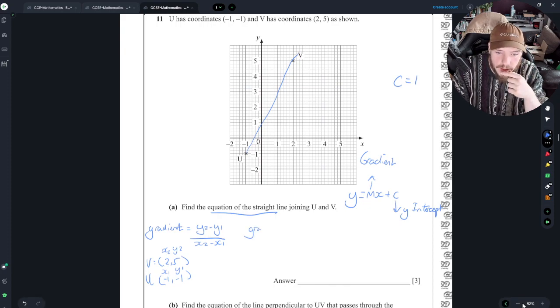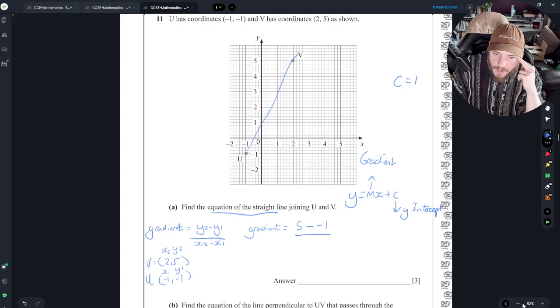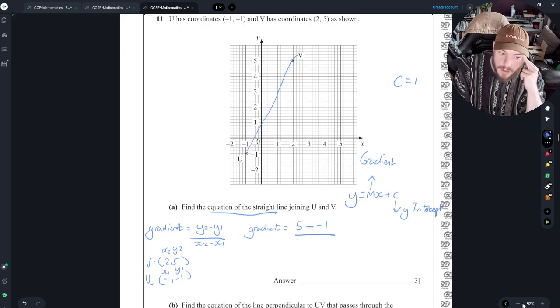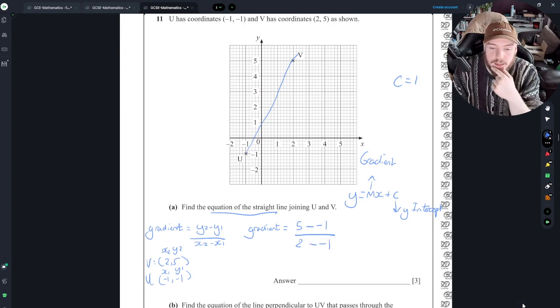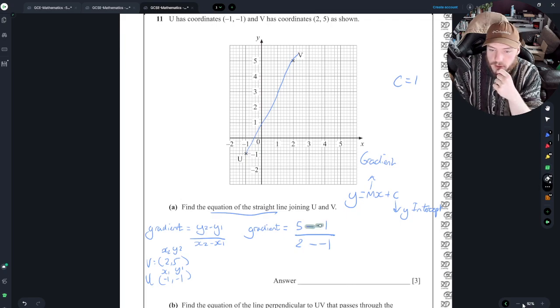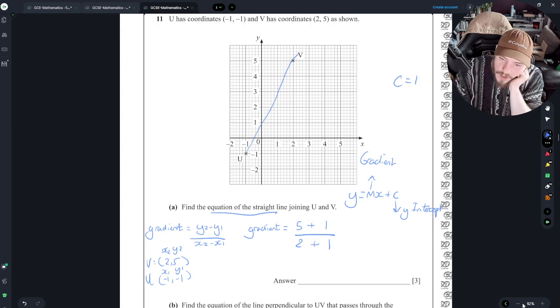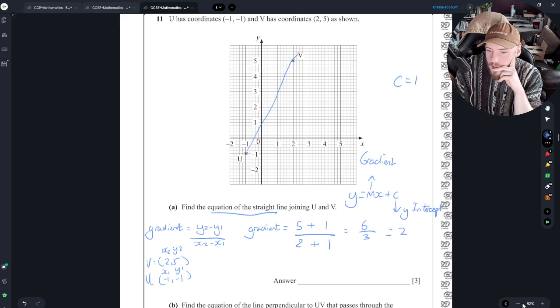So our gradient is equal to 5 minus 1, all divided by x2, which is 2, minus -1. Now, a minus and a minus cancel and give us a plus. Minus by a minus gives us a plus. So it'll be 5 plus 1, 2 plus 1. So our gradient will be 6 divided by 3. So our gradient is 2.